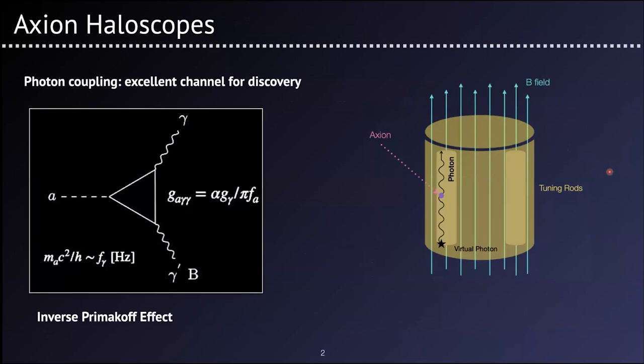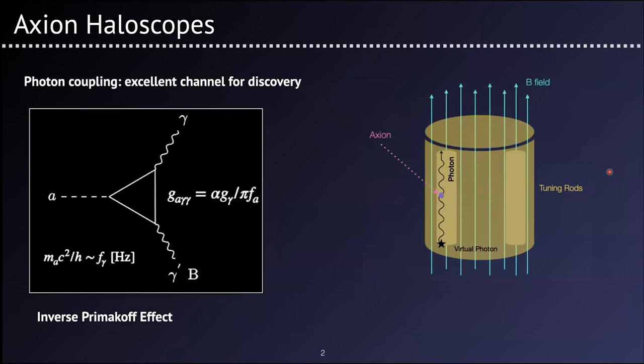Now, we've heard a lot about axion haloscopes so far, mostly coming from the resonant cavity community. Of course, these haloscopes are using the photon coupling, which, as per the Snowmass conversation that Gray Rybka discussed earlier, is thought to be an excellent channel for discovery. This leverages axion to photon conversion via a strong magnetic field, another word for which is the inverse Primakoff effect. The two parameters of interest are the axion mass, and the g_a gamma gamma axion to photon coupling.